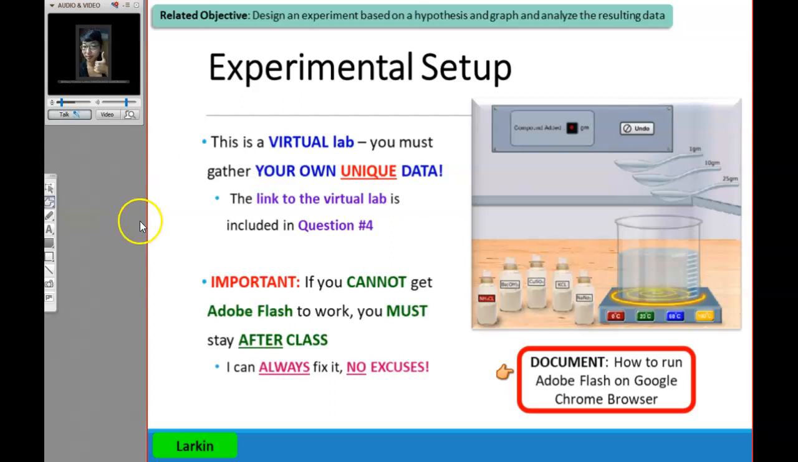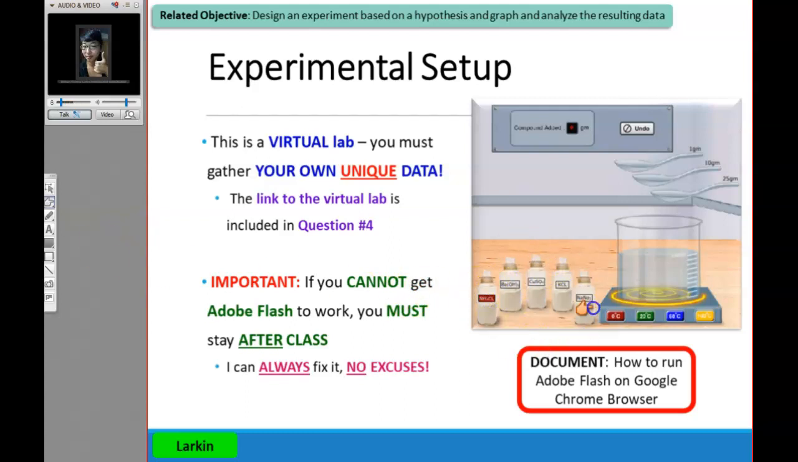This will be a virtual lab and you will be required to gather your own unique data. In the instructional video for today, I take you through how to do all the data for NH4Cl, ammonium chloride. But this is my data and you are not allowed to copy my data. If you copy my data, you automatically get a 0 on questions 4 through 6.